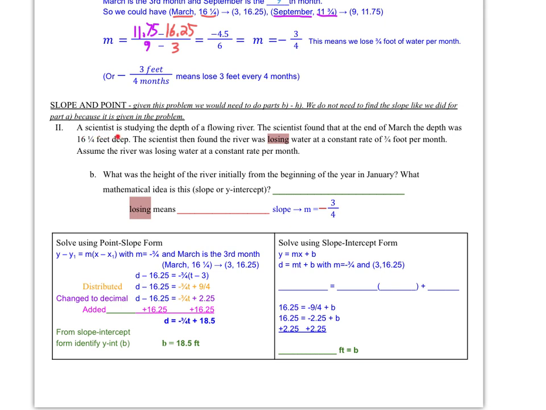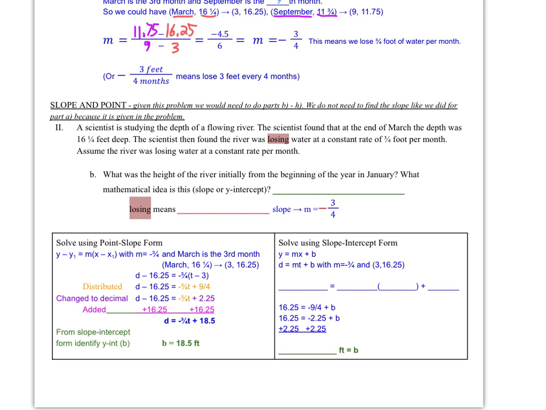So scenario 2, a scientist is studying the depth of a flowing river. Scientists found at the end of March the depth was 16¼ feet deep. The scientists then found the river was losing water at a constant rate of 3/4 foot per month. Assume the river is losing water at a constant rate per month. What was the height of the river initially from the beginning of the year in January?